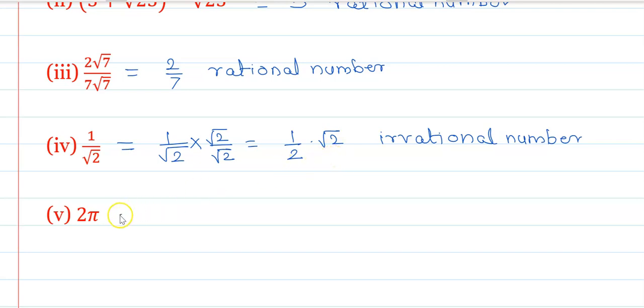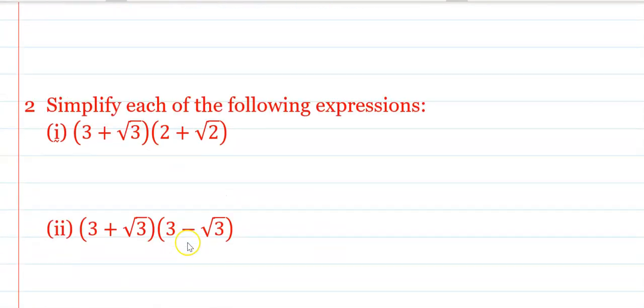Already pi is an irrational number. If you multiply it, then again that will also be an irrational number. So it is an irrational number. Okay. Now the next question.